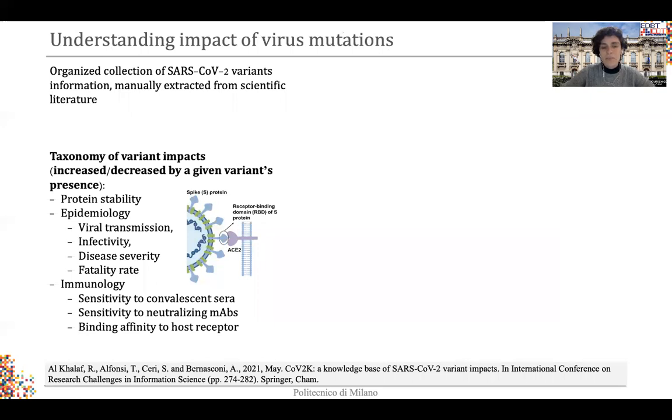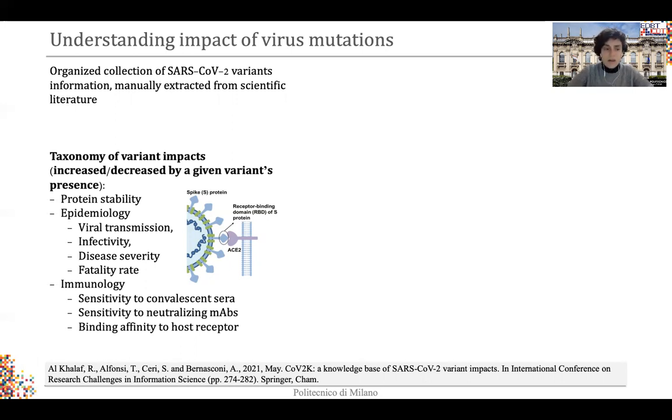And here we have an important and interesting application of mutations. Actually, mutations are very interesting from the point of view of their effects or impacts. Here we have a very preliminary taxonomy of impacts. They are related to protein stability or flexibility, meaning that when a virus holds a specific mutation, that mutation could give the virus an advantage or a disadvantage in terms of making a protein more stable or less stable. Then we have problems about epidemiology, such as viral transmission or infectivity.